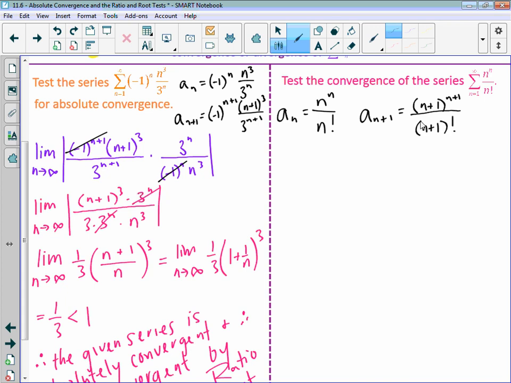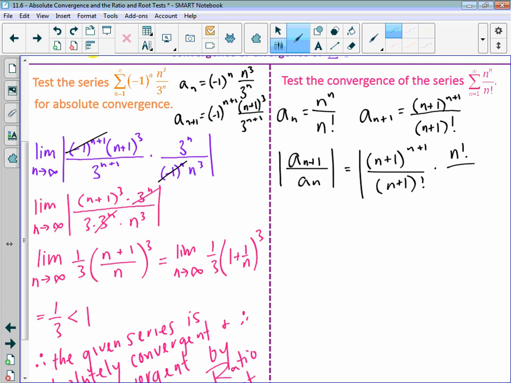Okay, any questions on what I've written up there? Okay, now this time I'm not going to write the limit until the end, so I'm just going to do the absolute value of a sub n plus 1 over a sub n. So to do that, I'm going to do this one and then multiply by the reciprocal of that one. And then multiply by the reciprocal, so we've got the n factorial on top then.